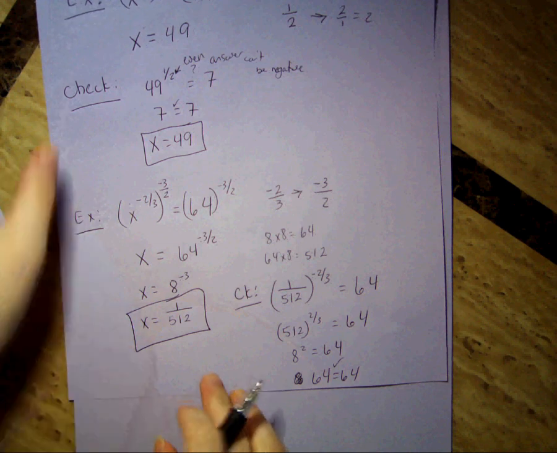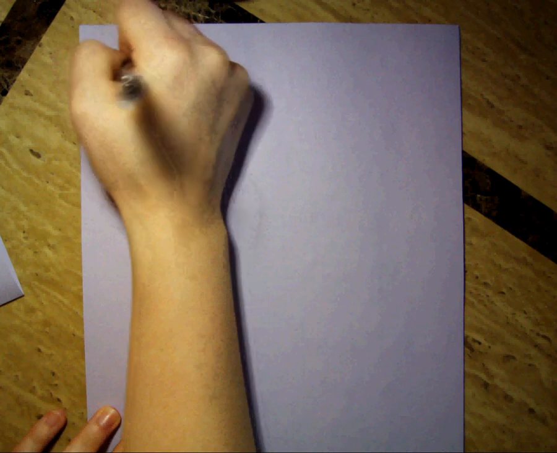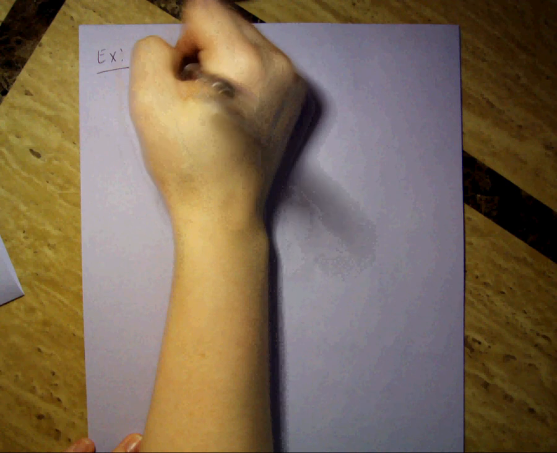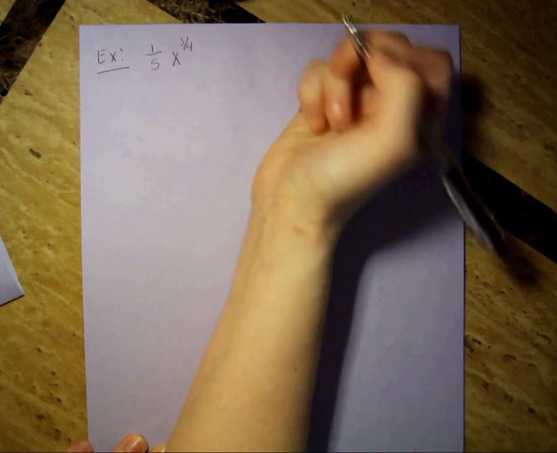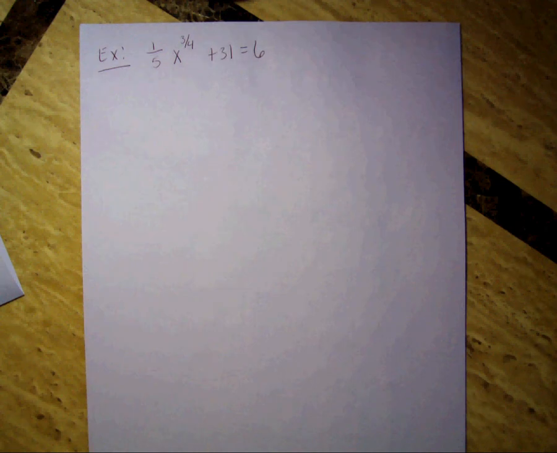Alright, one more example. Una más. So let's say I have 1/5 x to the 3/4 power plus 31 equals 6. I want to go ahead and solve.